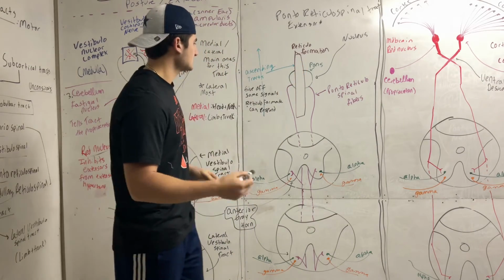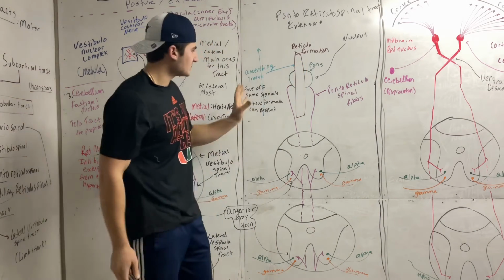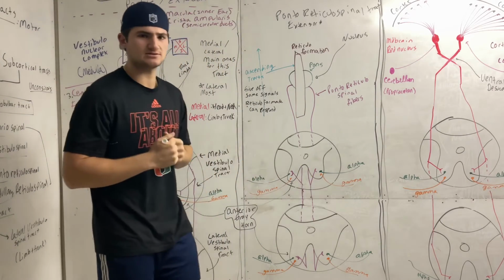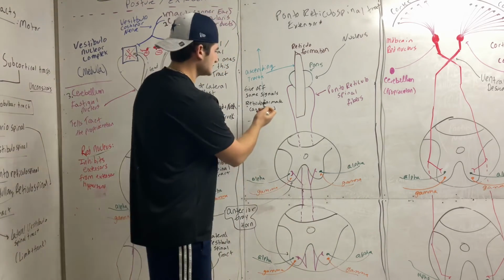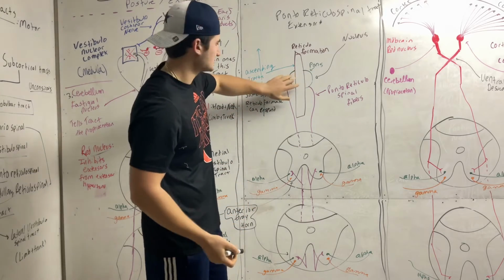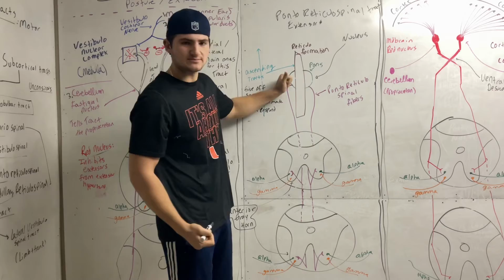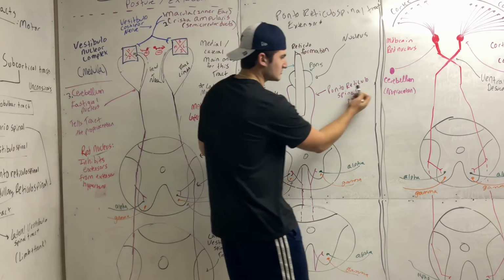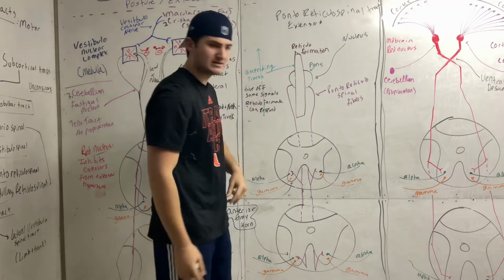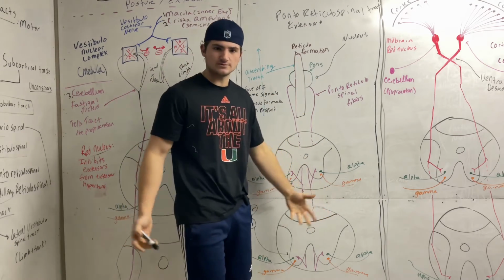Now, what happens? Before they go all the way up, they give off some fibers, right? They give off some signals. What are these signals going to do? Well, these signals can go to the reticular formation, right? And we're going to stimulate the pons area. Now, when we stimulate this area, we have something called ponto-reticulospinal fibers. These fibers come off of the pons, and they're going to travel down through the spinal cord.